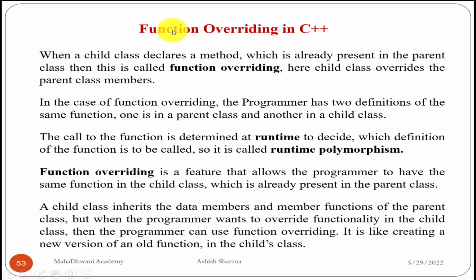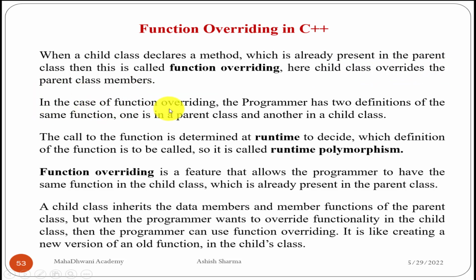Function overriding in C++. When a child class declares a method which is already present in the parent class, this is called function overriding. The same name method in the parent class and the same name method in the child class with the same arguments. If we have two arguments in the parent class, the same two arguments should be in the child class. So this is function overriding, with the same type of arguments. Here the child class overrides the parent class members.